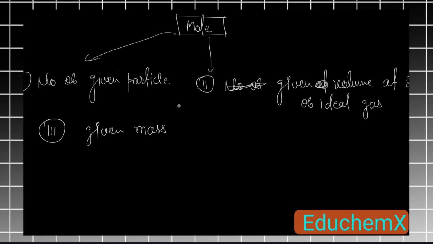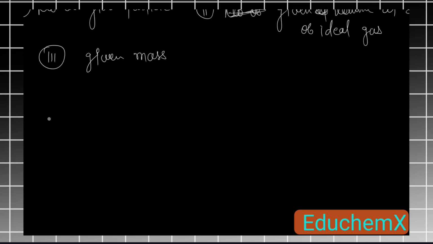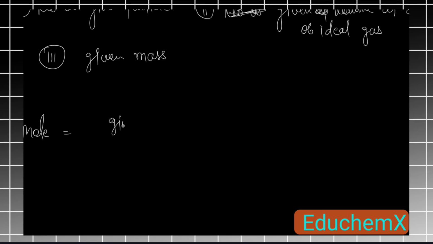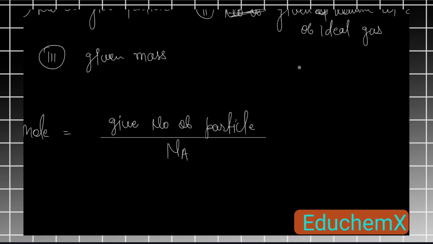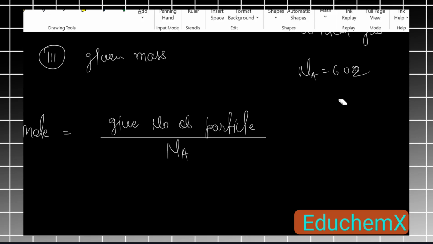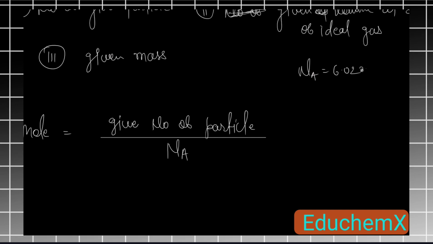So first we will talk about how to find the number of moles from the given particles. The formula is: moles is equal to the given number of particles divided by the Avogadro number. We have already talked about it. What is the Avogadro number? Avogadro number is 6.022 into 10 raised to the power 23.